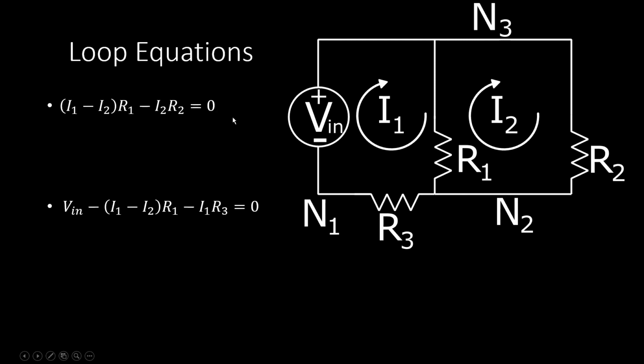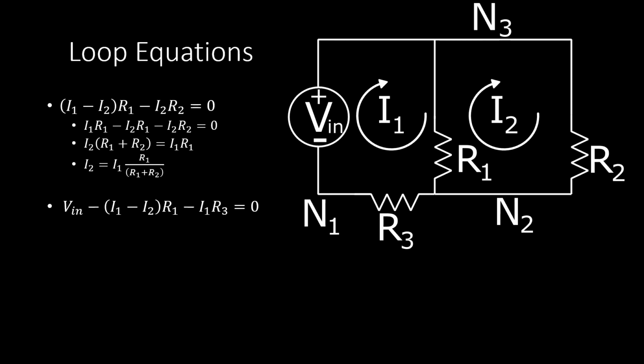So if we use these to solve for the relationship between I1 and R1, we can go ahead and separate everything out. So we have all of the current terms separate, and then we can go ahead and group resistances. And then with one more step, we can get the currents isolated from one another. So then we have I2 equals I1 times R1 over R1 plus R2. So now we have the relationship between the two currents in the different loops.